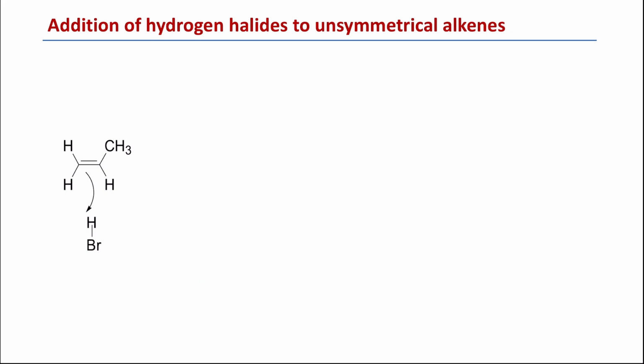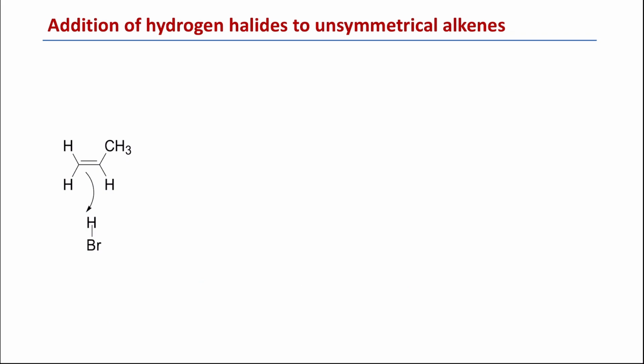The example we've seen was addition of hydrogen chloride to a symmetric alkene. Symmetric alkene means that the two carbons of the double bond have the same substituents, so they are exactly the same. So wherever you add the hydrogen, to the first or the second carbon, you're going to end up with the same product. But sometimes you need to add a hydrogen halide to an asymmetric alkene.